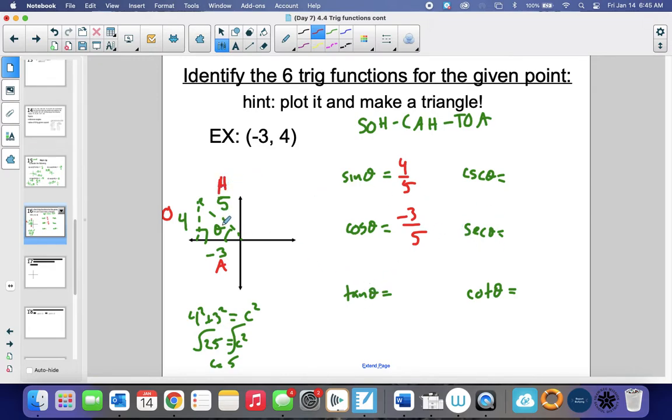All right, tangent, opposite over adjacent, so 4 over negative 3. Notice the hypotenuse is always going to be a positive number, and it's the x and y values that could be negative. And then for the reciprocals, you just flip them over.